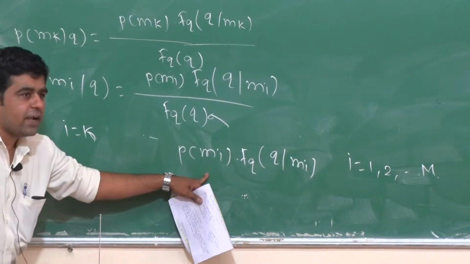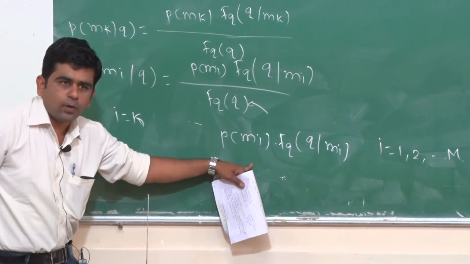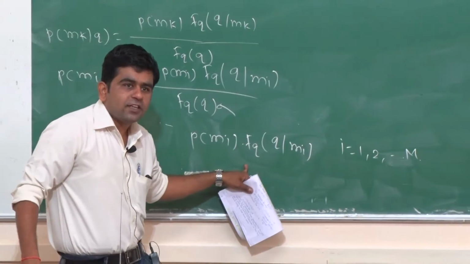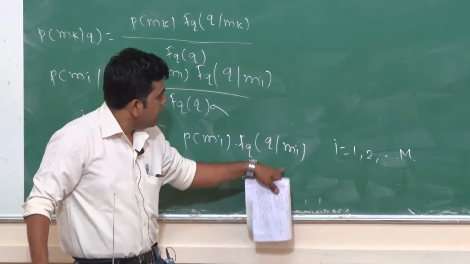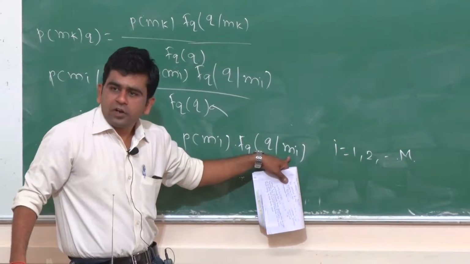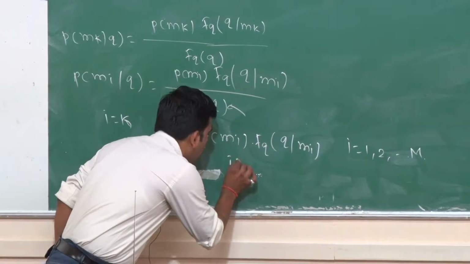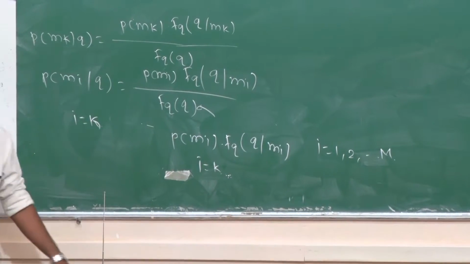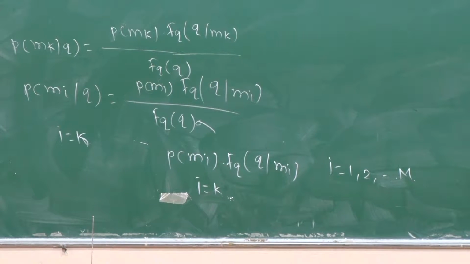Now here the probability of mi is the prior probability. The transmitter has to decide this probability, and then the probability density function of q, where mi is already transmitted. Here we will get a maximum value for i equal to k. Is it clear to all of you? In this way we have to define the posterior probability, that is the probability of mk or mi given that q is already received at the receiver.